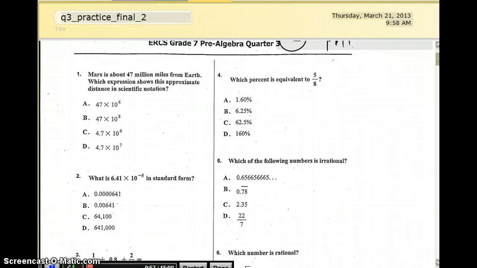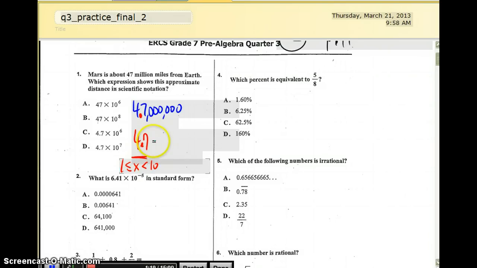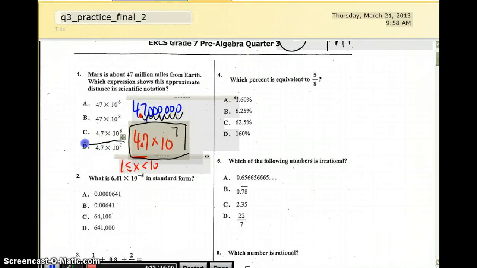Number 1, when you're looking for scientific notation, we start with 47 million, and million has 6 zeros after it. So if I take that standard notation number and write it in scientific, I would write 4.7. The decimal goes between the 4 and the 7. That number, remember, has to be greater than or equal to 1 and less than 10. And I'm going to multiply it by 10, and every time I move the decimal, it's a power of 10. So 1, 2, 3, 4, 5, 6, 7. And it's going to be a positive 7 instead of a negative exponent because our number is larger than 1.